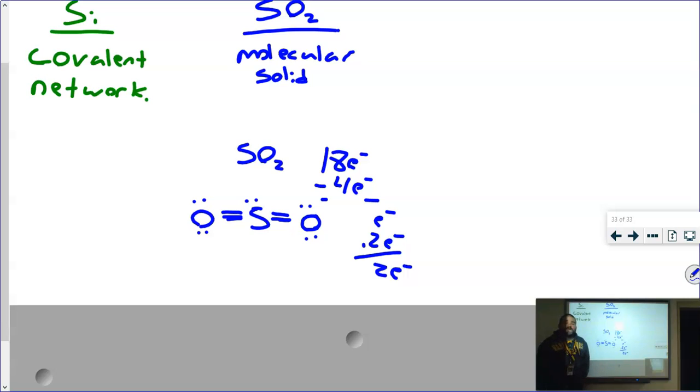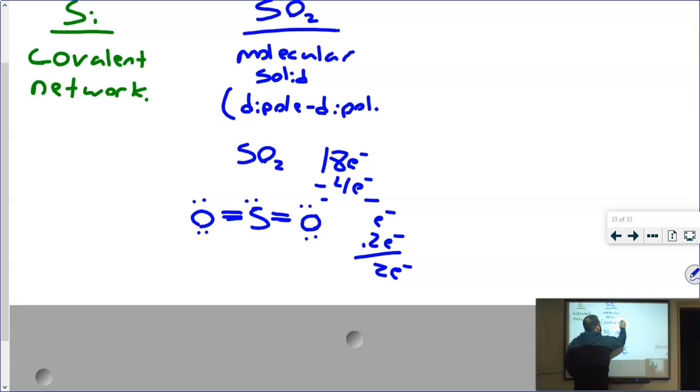Coordination number is 3. I have 2 atoms and 1 lone pair around my sulfur. A coordination number of 3 would make a trigonal planar shape, but I don't have 3 atoms. I've got 2 atoms and a lone pair, so I get a bent shape. This is polar. And because it's polar, we know that sulfur dioxide is going to have dipole intermolecular forces. Let's go to the last example.